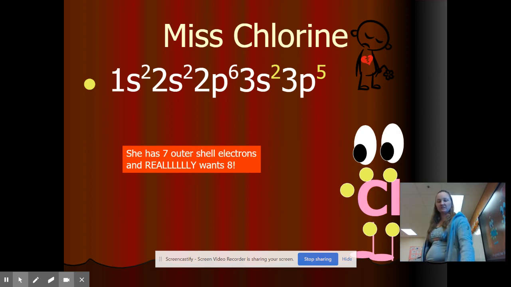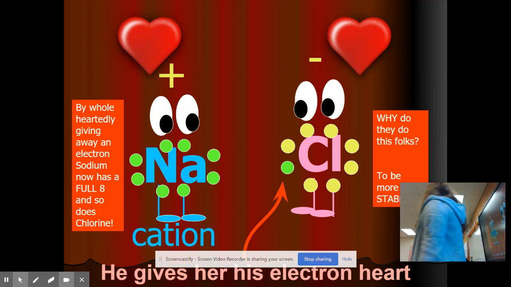No. What are they going to do? All right, he gives her his electron wholeheartedly. Take it. I don't want it. She has a full 8. He has none around him, but he winds up having a full shell. Do you see why he has a full shell too? Because he lost the 1, so he gets the noble gas configuration. So he's technically full as well. Even though he lost 1, he becomes full.